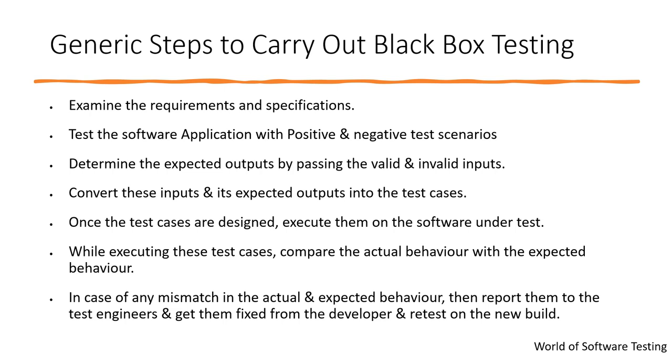Then while executing these test cases, compare the actual behavior with the expected behavior. So this is the checking part. In case of any mismatch between the actual and expected behavior, report it to the test engineers, get it fixed by the developers, and then retest it on a new build. So these are the complete generic steps to carry out black box testing, which is done by software test engineers.